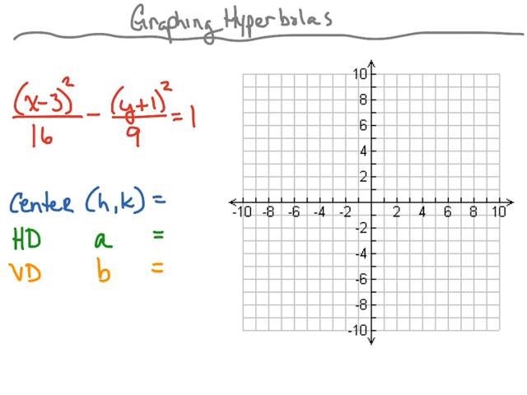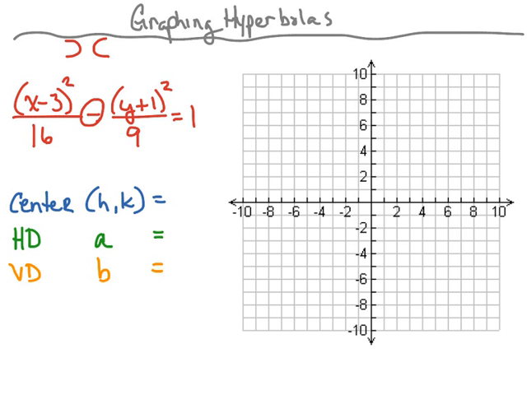Alright, here's our first example. We've got (x minus 3) squared over 16 minus (y plus 1) squared over 9 equals 1. And we want to graph this hyperbola. The first thing we're going to notice is where that negative or minus sign is. Notice it's right in the middle here. So what that tells me is that my hyperbola is going to open up left and right. So when I get done, I should have a hyperbola opening sideways here. So let's keep that in mind.